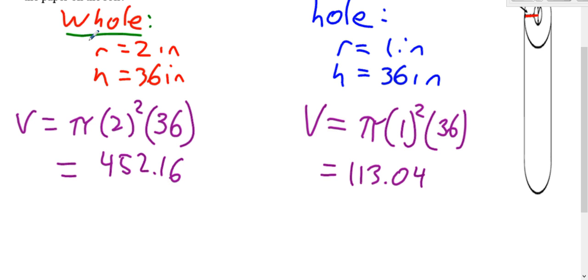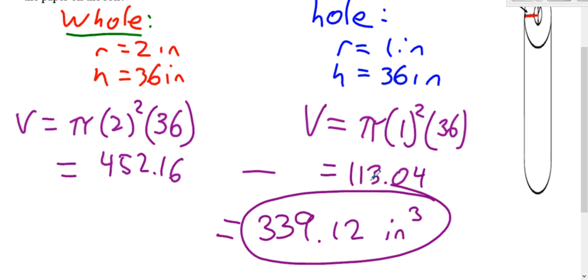So we subtract the hole with a W from the hole with an H. The whole volume minus the volume of the hole. And you're left with 339.12. That was all measured in inches cubed for the volume of just the paper.